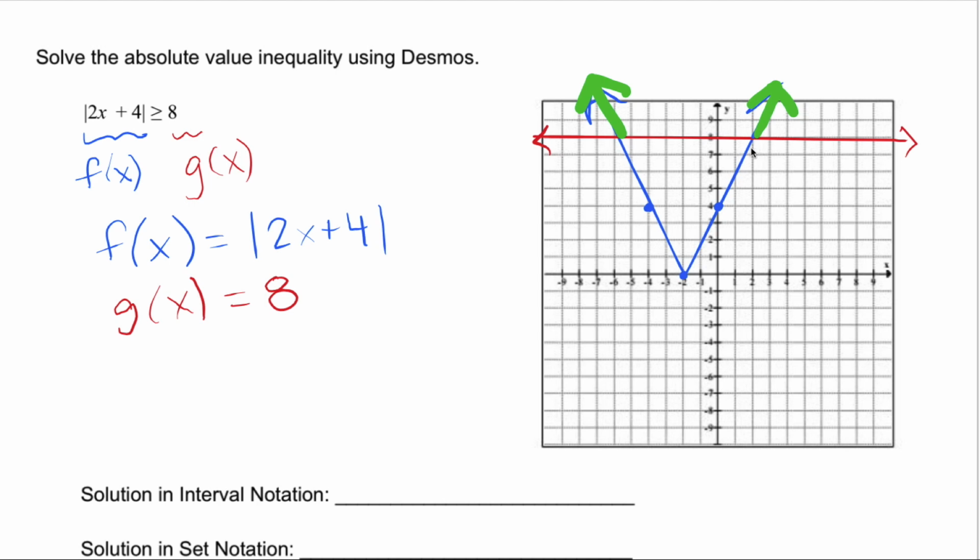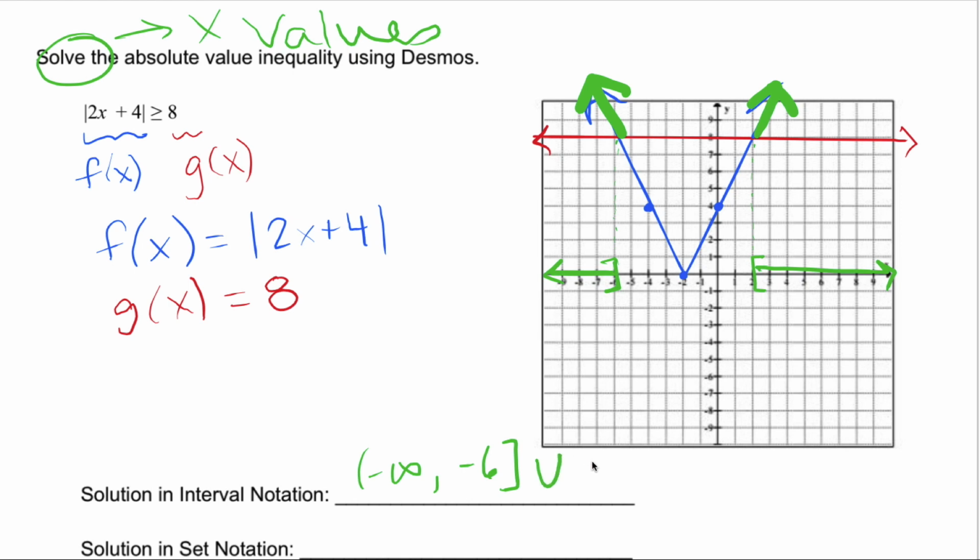So we come down, again, when we want to solve, we're finding the x values. So I need to come down to the x-axis, and I see that it starts at 2, and it goes to the right, including 2, because it's greater than or equal to. And over on this side, we come down, and we see that we're at -6 and to the left. So in interval notation, I go left to right across my x-axis. That'd be -∞ to -6 inclusive, together with 2 to +∞.